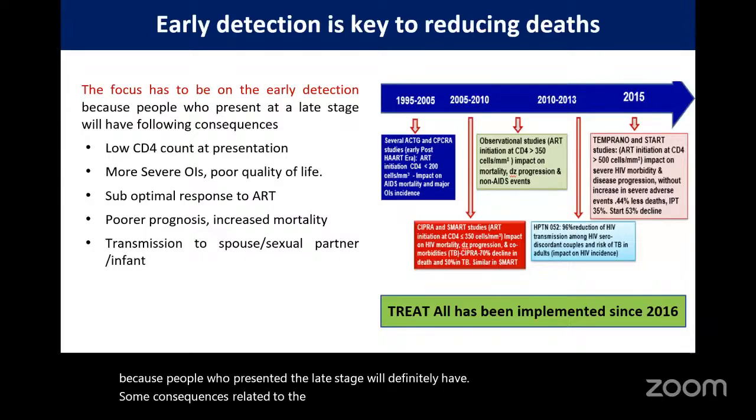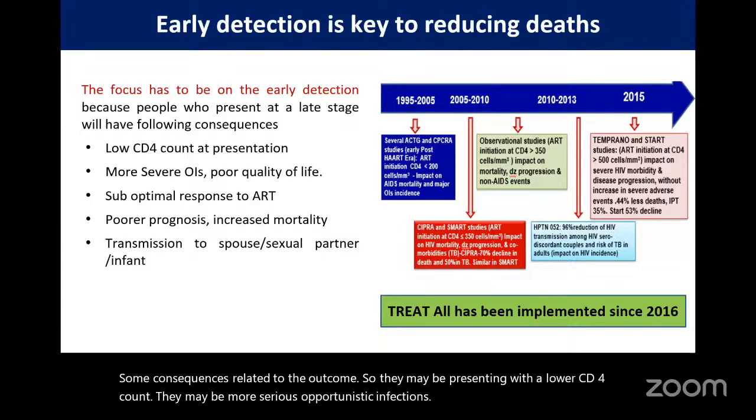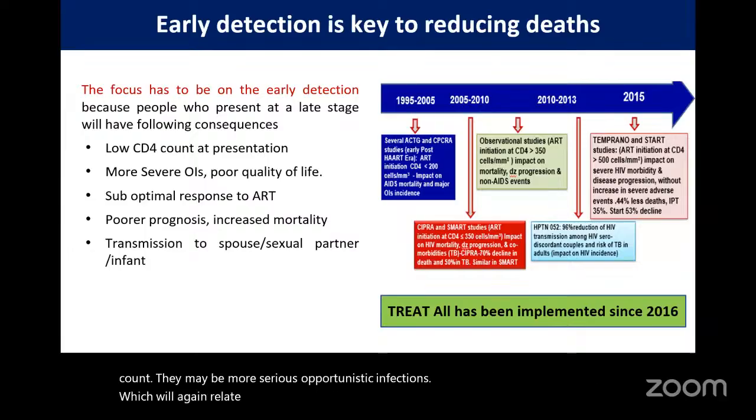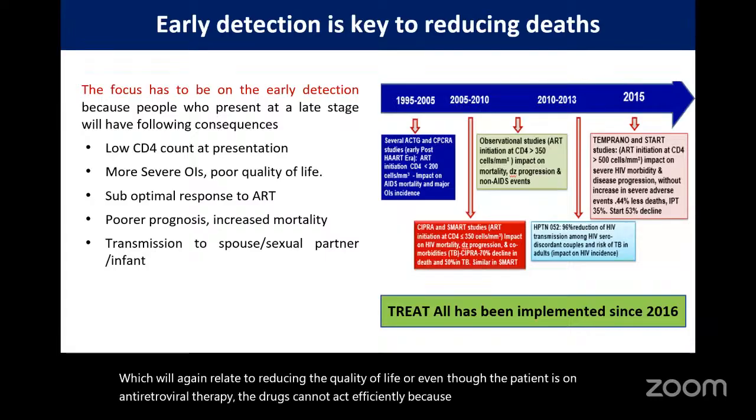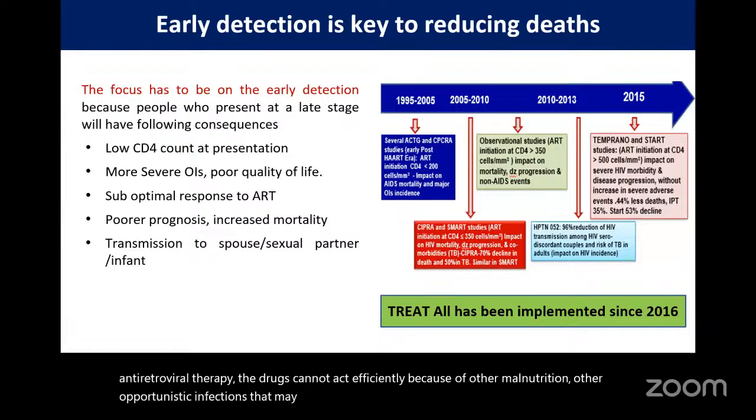So they may be presenting with a lower CD4 count. There may be more serious opportunistic infections, which will again relate to reducing the quality of life. Or even though the patient is on antiretroviral therapy, the drugs cannot act efficiently because of malnutrition and other opportunistic infections that the patient is undergoing. And there's an increased mortality and transmission to spouse or sexual partner.